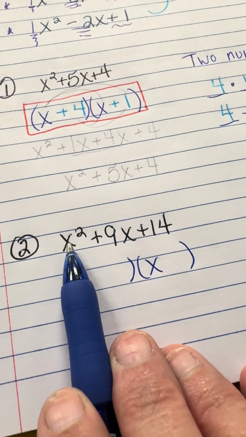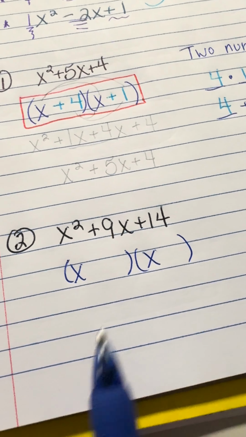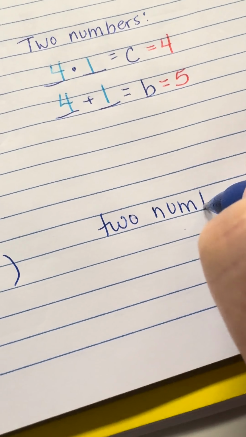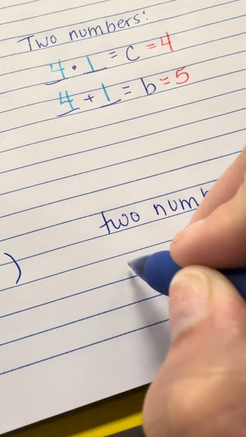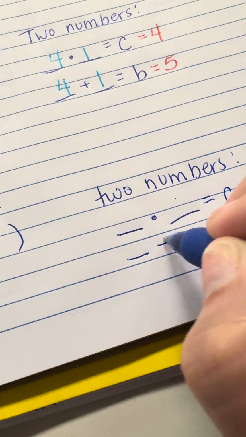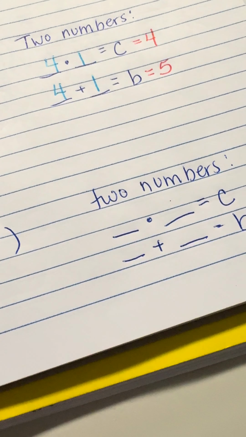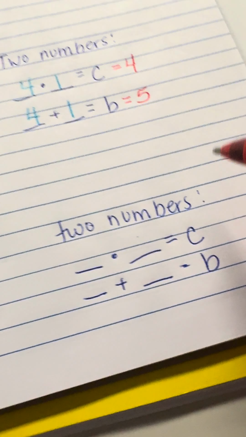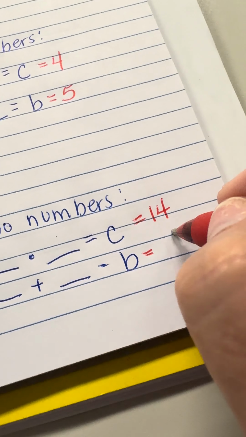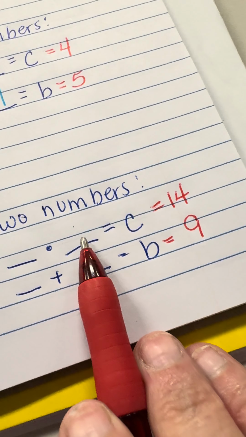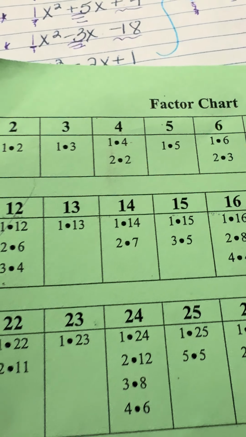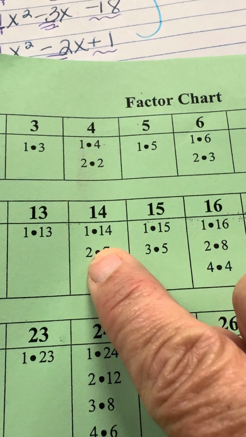Sometimes that letter isn't x, so if it was b squared, this would be a b and a b. Then over here we're looking for two numbers, and those two numbers need to do two things at the same time. They need to multiply to give me c, and at the same time they need to add to give me b. C over here is 14, and b over here is 9. So I want two numbers that multiply to give me 14. So I'm going to go to my sheet and I'm going to look under 14. Here are my factors of 14.